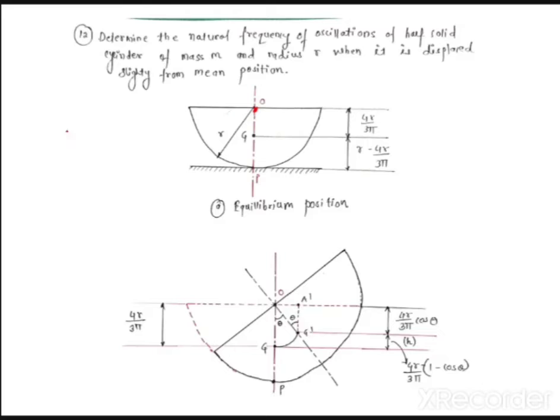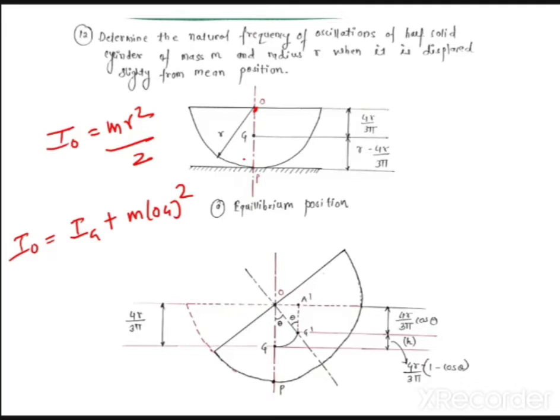Now you know what is Io. Yes, anybody, what is Io? Io is nothing but mr² by 2 for this particular figure at point O. Now you know that Io is equal to Ig plus M into OG squared. So first of all, you know Io, then you have to find out Ig, and then you have to find out Ip. So how will you find out Ip?